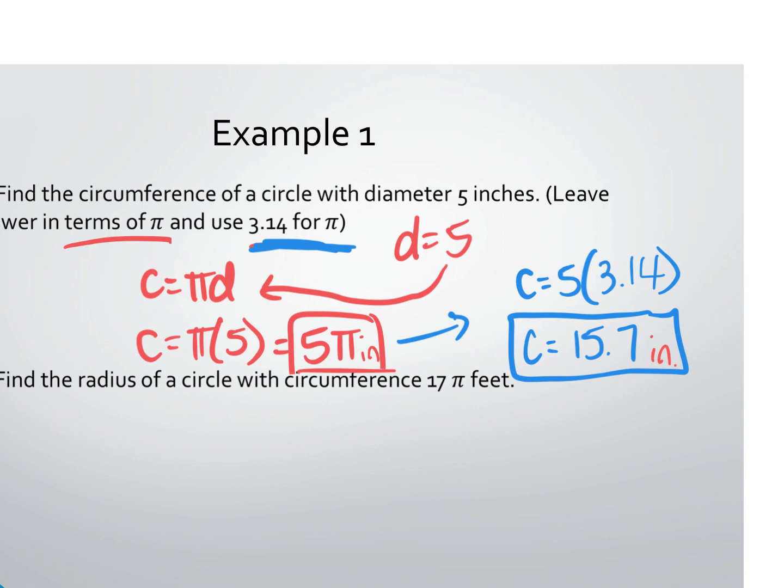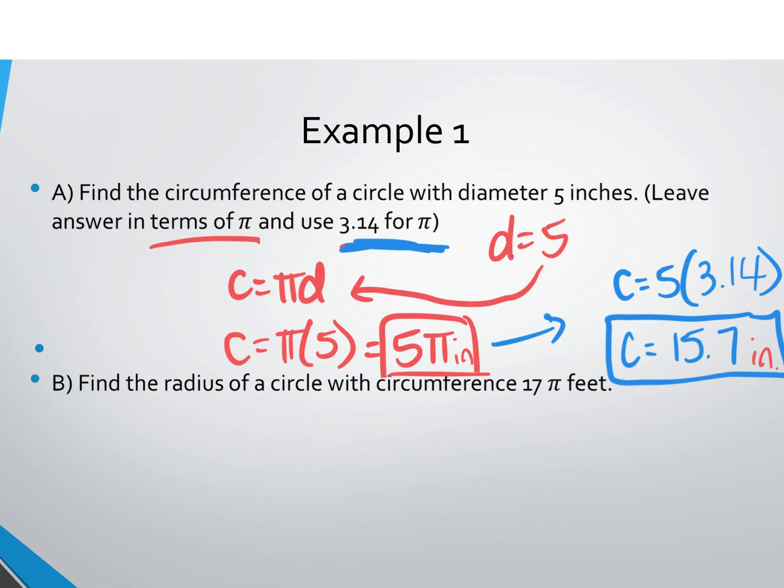Yes? So if it's asking you to use pi, make it equals. In terms of pi would be the red answer, 5 pi inches. If it doesn't say leave your answer in terms of pi or use 3.14 for pi, you would use the pi button on your calculator. So if it doesn't say either of those two, just use pi. So go ahead and multiply 5 times the pi button on your calculator, and you should get a different answer. Go ahead, Kristen.